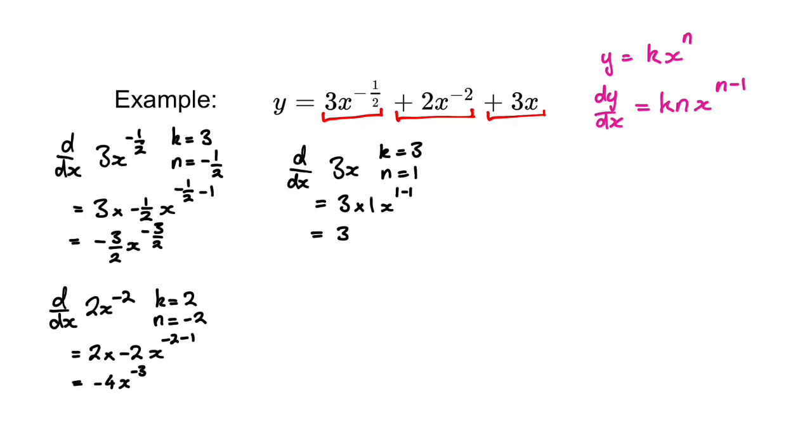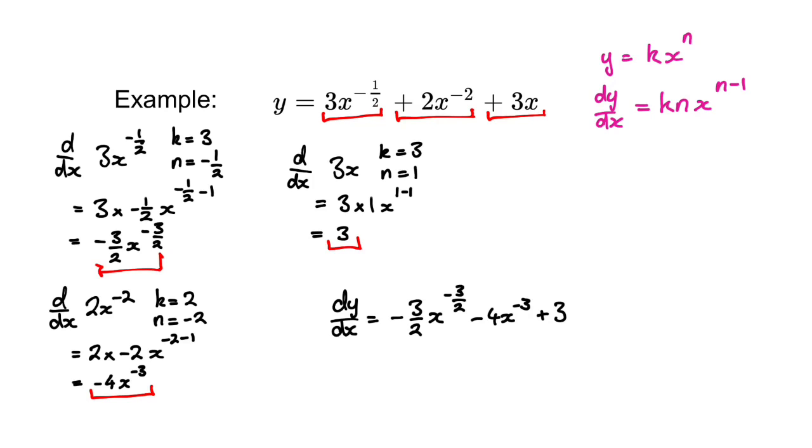Combining all of these components together, dy dx is going to be equal to our first component, which is this part here. So minus 3 on 2 x to the power of minus 3 on 2. Our second component, which is this part down here, minus 4x to the minus 3. And then finally our last component, which is this part here, which is just going to be a plus 3 on the end. So this dy dx is now our derivative of our original function with respect to x.